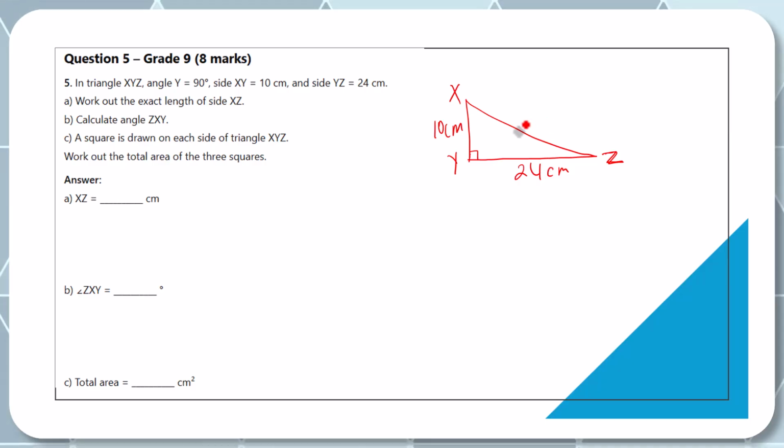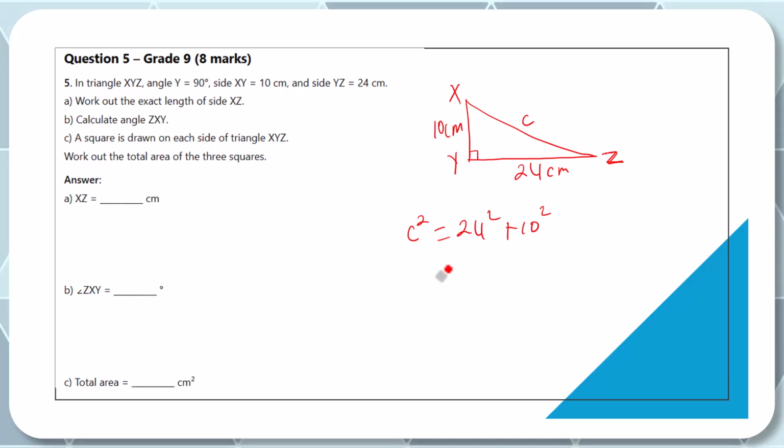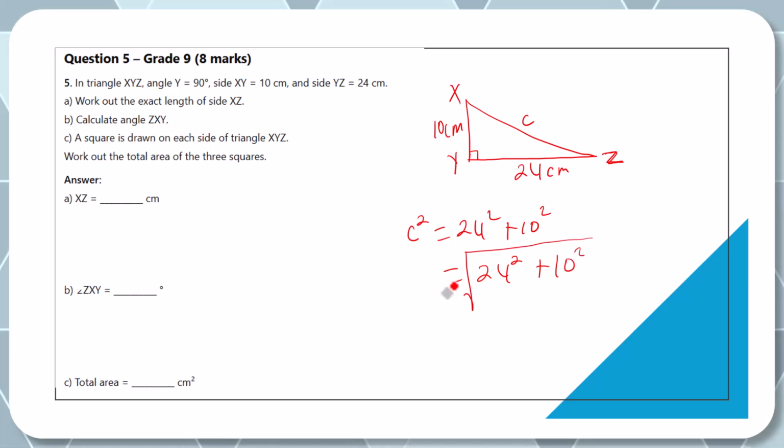This is it. So XZ, you can call that even C if you want. So C squared equals A squared, this one, plus B squared. Okay. Now, how do you find C? In your calculator, you just do 24 squared plus 10 squared, and you just square root that in one go, and do not change it to decimal because they say find the exact length. Do not change that to decimal.